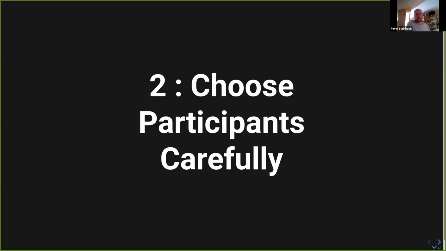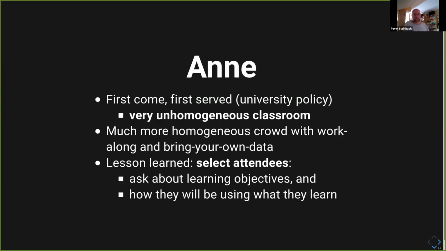So second point, choose your participants carefully. Which of course we didn't, and it was the main issue, because the university policy is that, because we organize workshops for researchers, postdocs, and PhDs, it has to be open to everyone, independently of their background and their learning objectives. So we had a very inhomogeneous class, and it was a bit challenging.